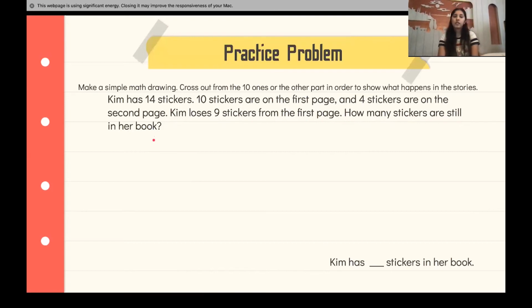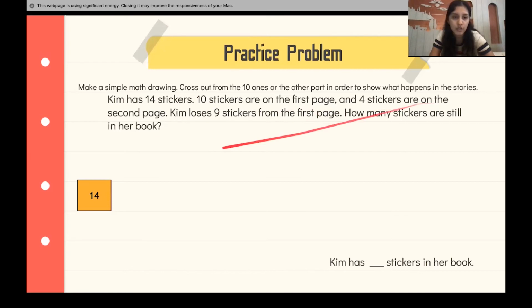Okay, so to begin with, how many stickers does she have? Go ahead and write that down on your piece of paper. Yeah, how many does she have? 14 stickers. So she had 14 stickers. And out of those 14 stickers, she had 10 stickers on the first page. And how many on the second page? She had 4 stickers on the second page.